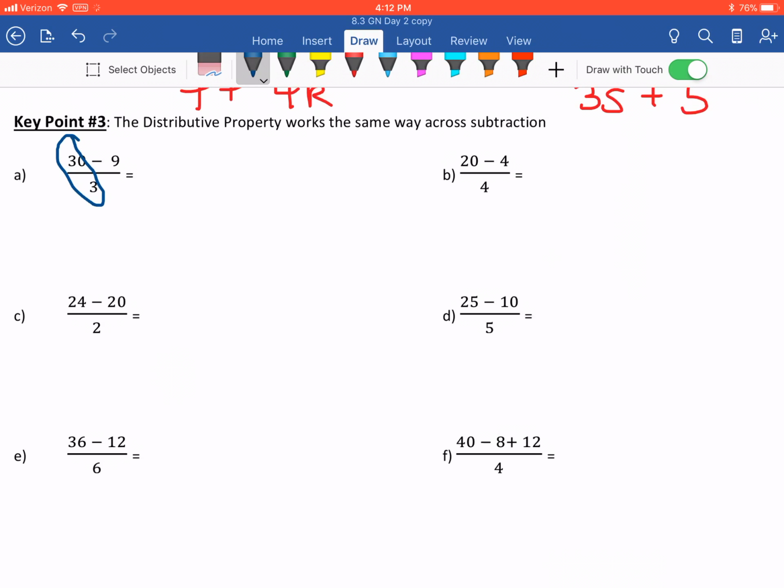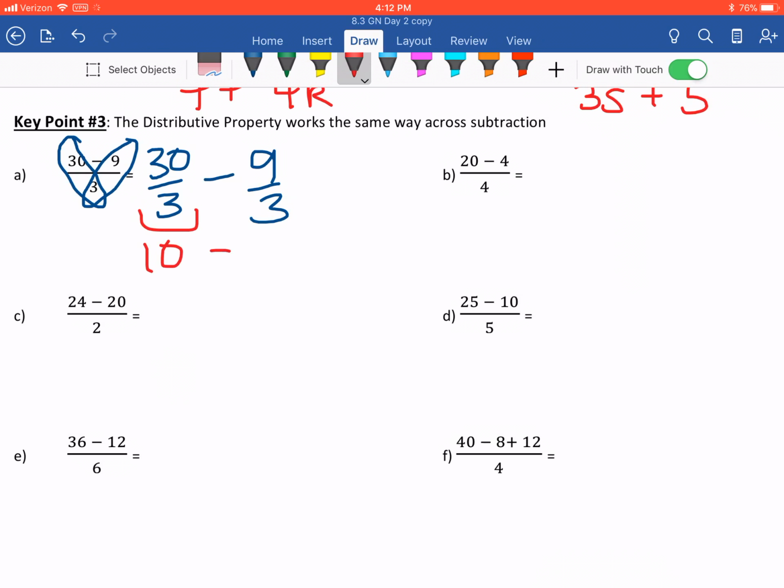So first part, 30 divided by 3. Then we have minus 9 divided by 3. Simplify. 30 divided by 3 is 10. 9 divided by 3 is 3. 10 minus 3 equals 7. Yay! All right, you have 5 more questions. You need to do these 5 questions. And then whenever you're ready, resume the video. Go.